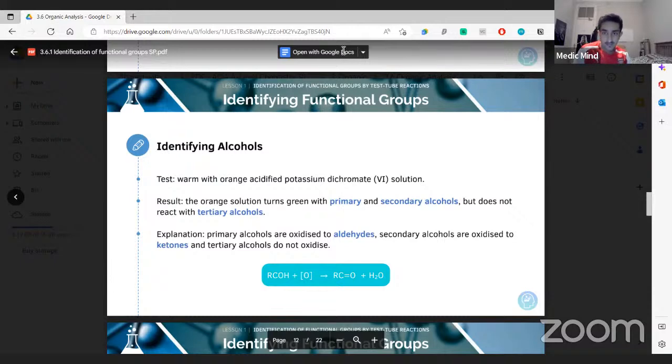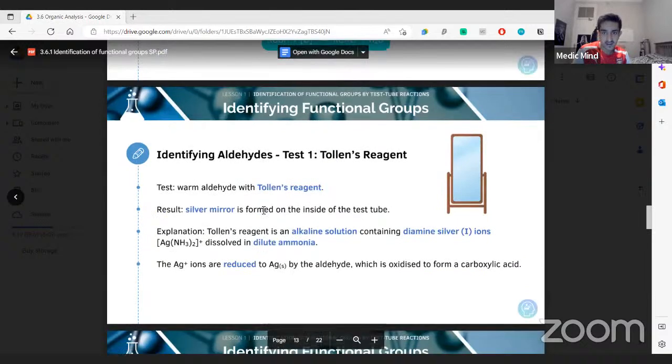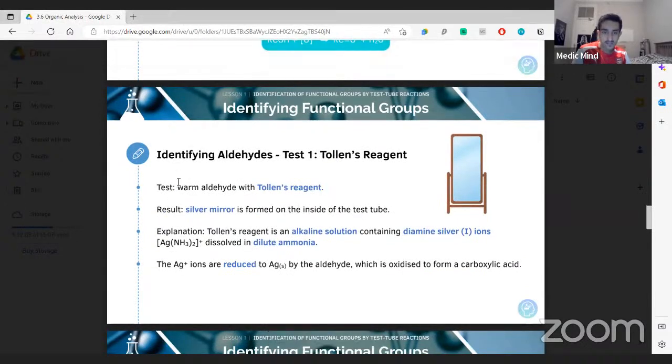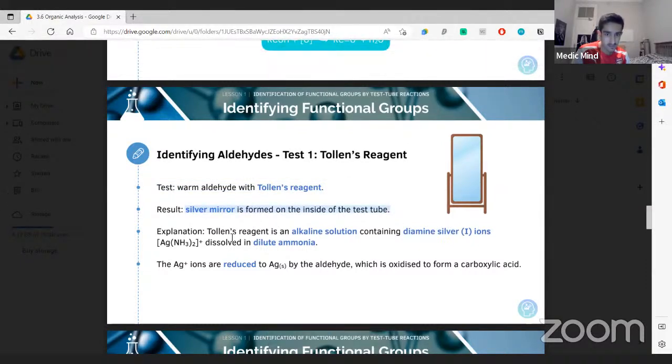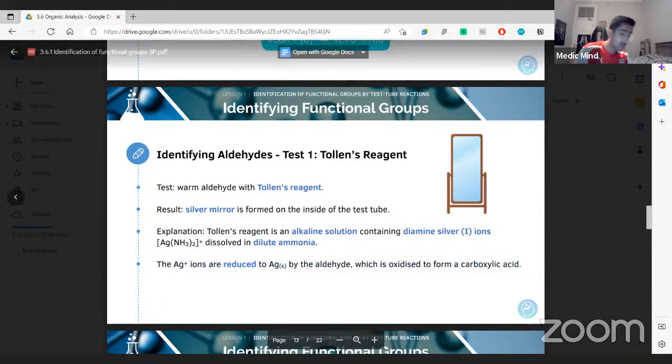Is an indicator used? No, the indicator is inherently within it. Okay, identifying aldehydes. So you warm the aldehyde with something called Tollens' reagent. That forms the silver mirror. The reason is because of a reduction reaction occurring to the silver ions. So silver ions are reduced to silver solid, but the aldehyde is oxidized to form a carboxylic acid, which means that this reaction can't occur with carboxylic acids or tertiary alcohols. It could still work with primary and secondary alcohols though.